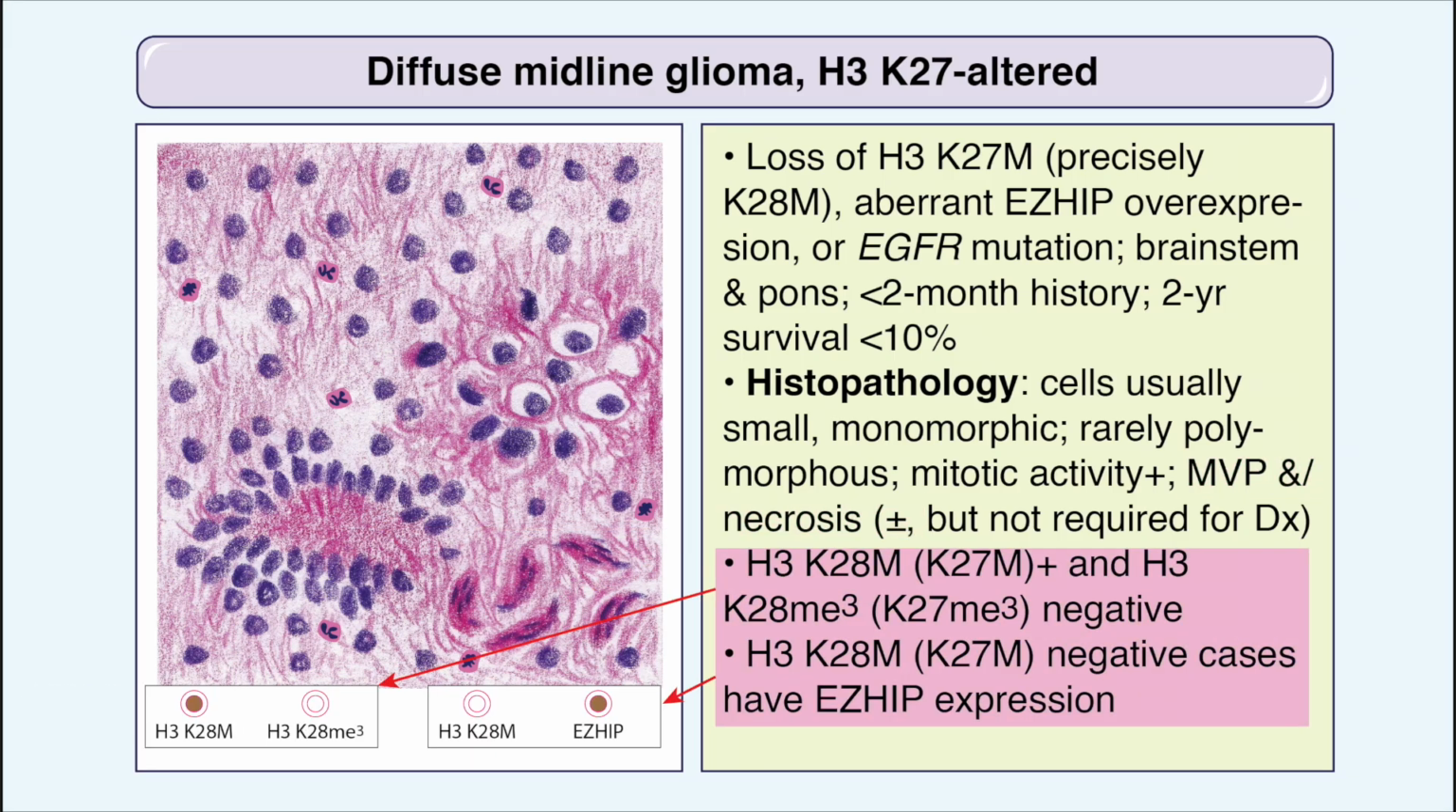Both antibodies, H3K28M or K27M and H3K28me3 or K27me3, are crucial for diagnosis. DMG K27-altered cases display intense nuclear positivity for H3K28M along with loss of expression of H3K28me3. DMG K27-altered cases that are H3K28M negative may show intense nuclear staining for EZHIP. EGFR mutant DMG show loss of H3K27me3.